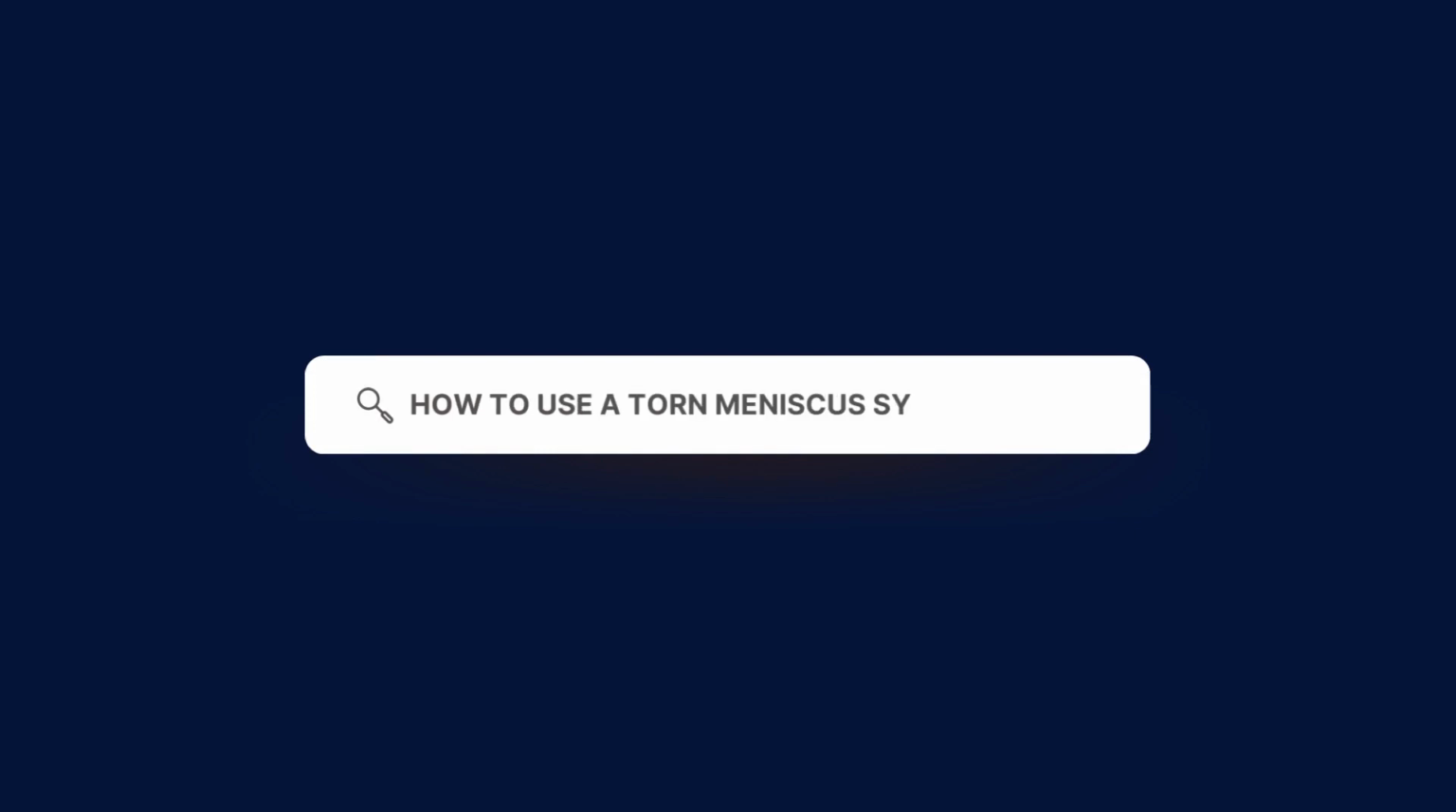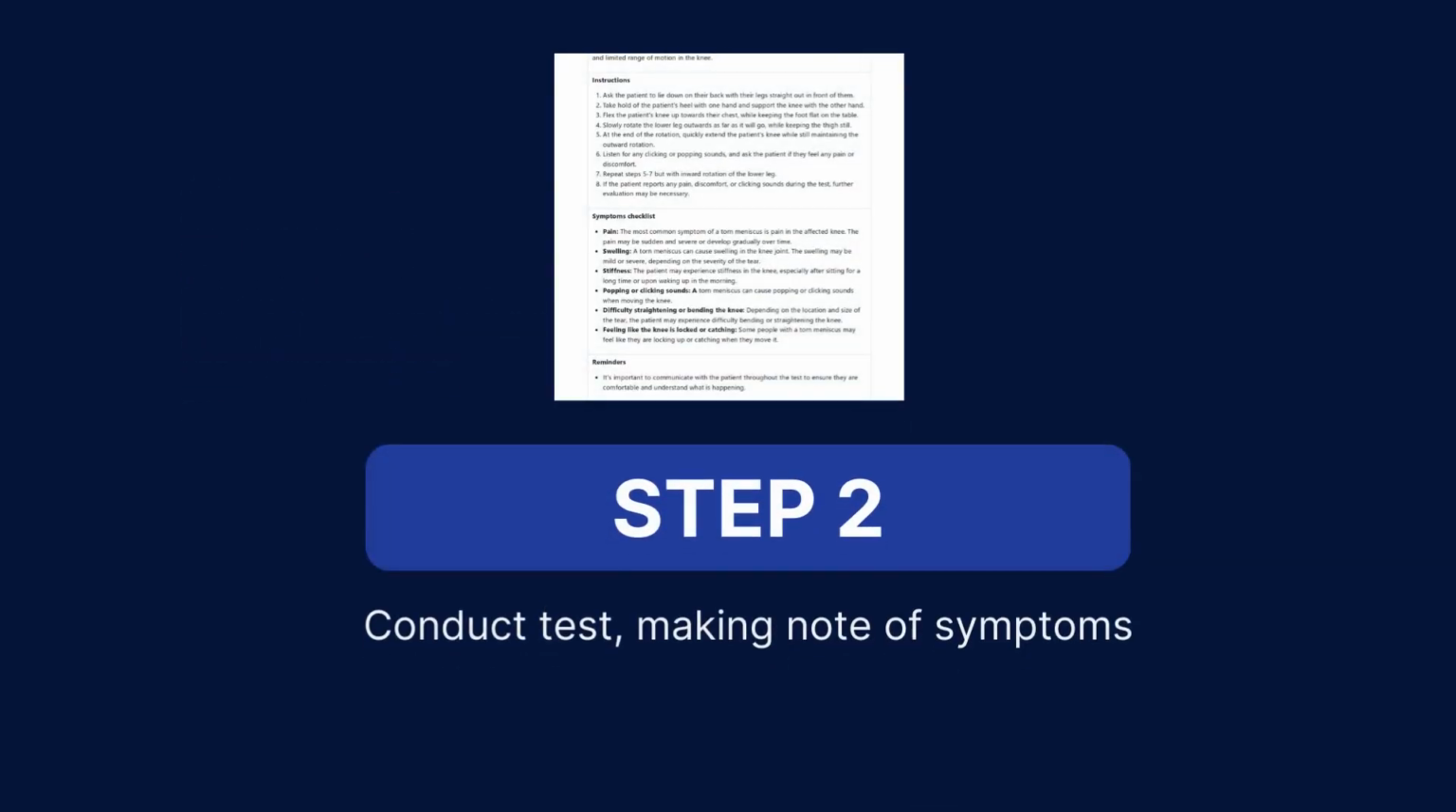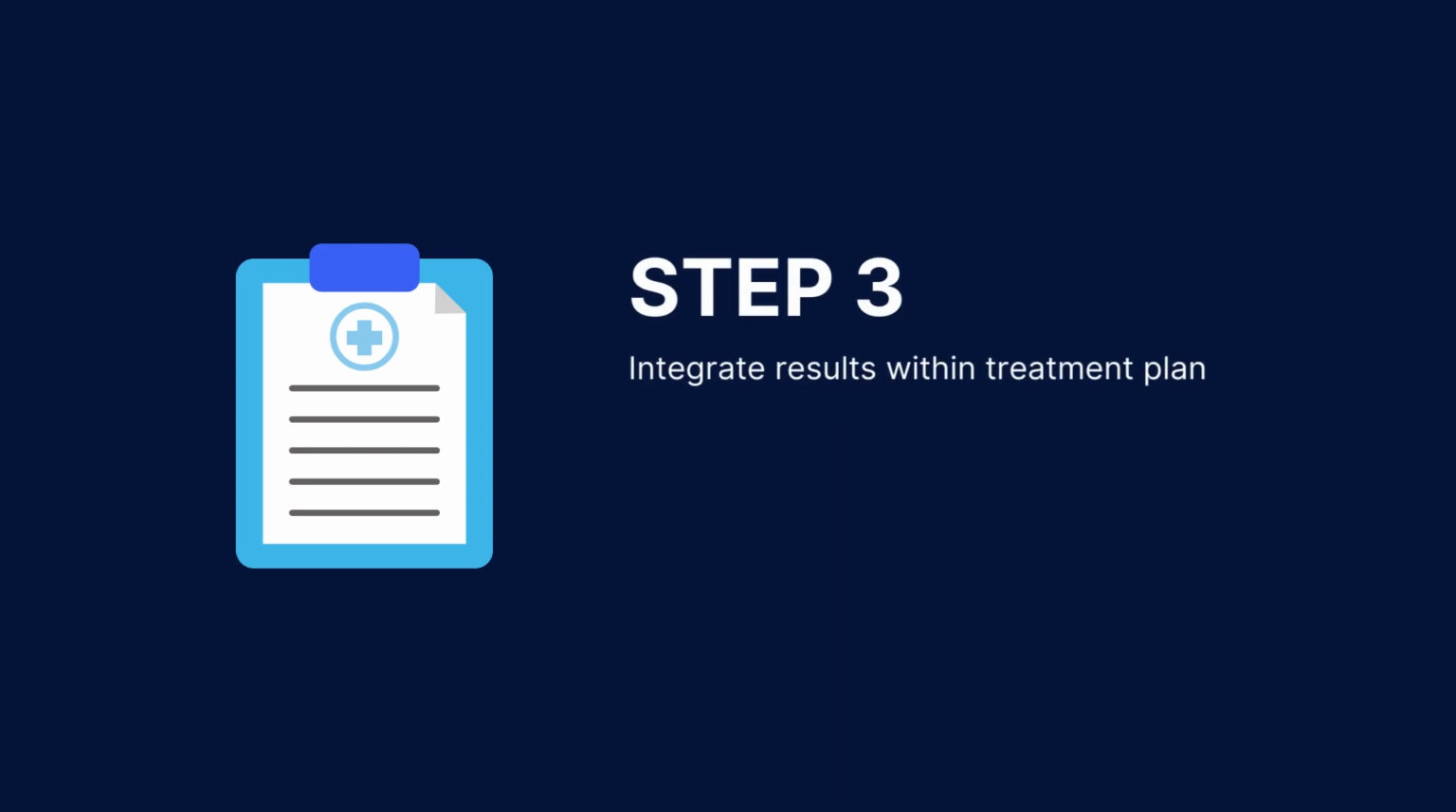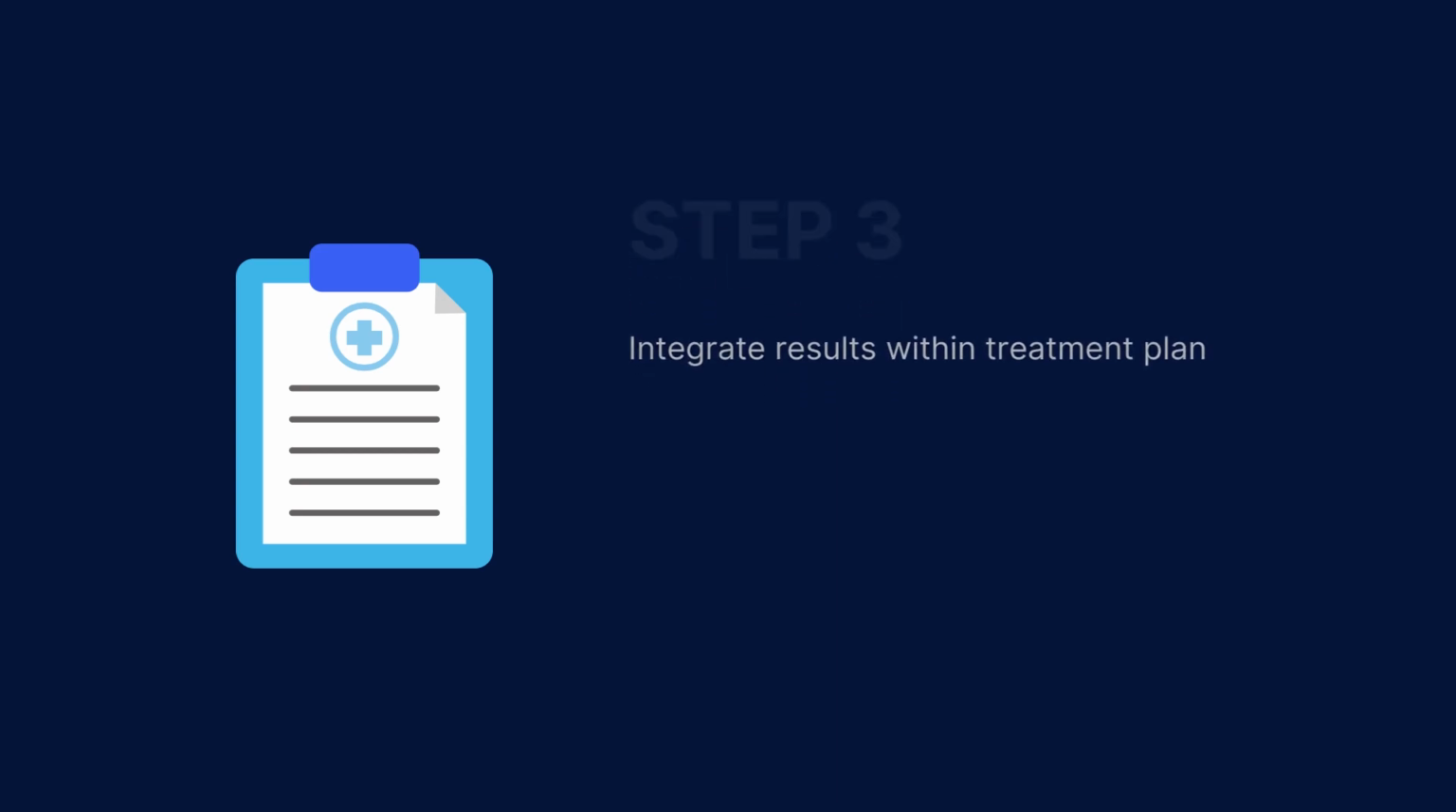Here's how you can use a torn meniscus symptoms test. The first step is to fill out the essential information and read all the instructions. The second step is to then conduct the test, making note of symptoms relevant to the patient at hand. Finally, integrate results within the treatment plan.